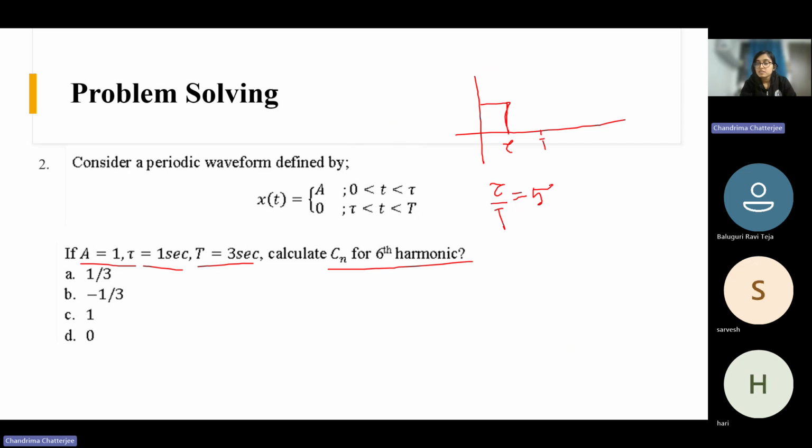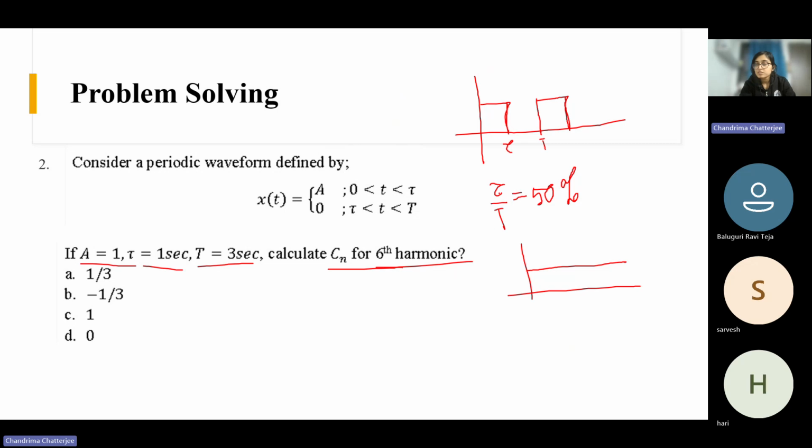That is, 50% of the time the pulse is there, and the rest of the 50% it is zero. In those cases, if they ask you the magnitude of any even harmonic, like fourth, sixth, or eighth, you can straight away answer zero. No need to calculate anything. Why? Because this kind of waveform has some DC value, which we usually represent as C0.